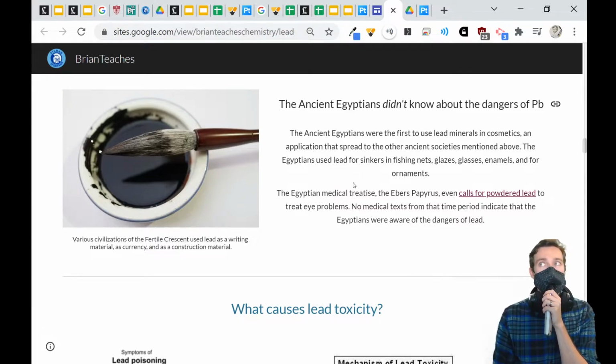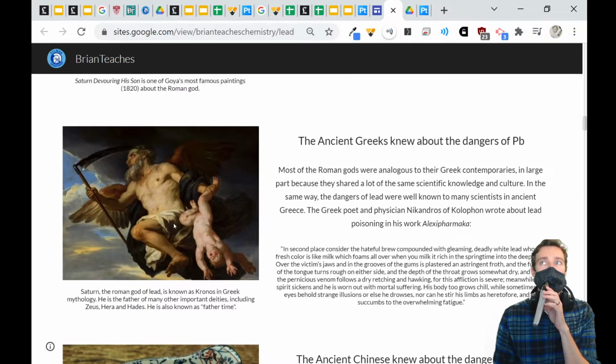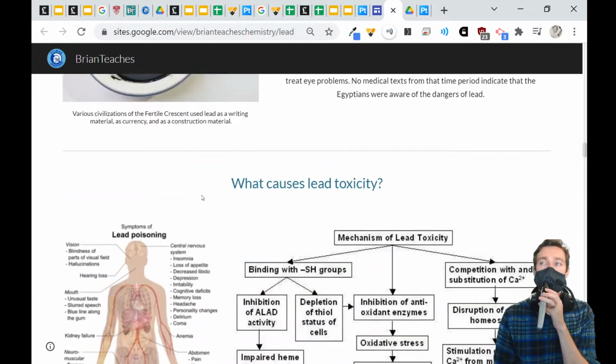So that's why they used it. But they didn't seem to be very aware of the fact that it was dangerous. So they're not as much of dummies as the ancient Chinese or the ancient Greeks or the ancient Romans.